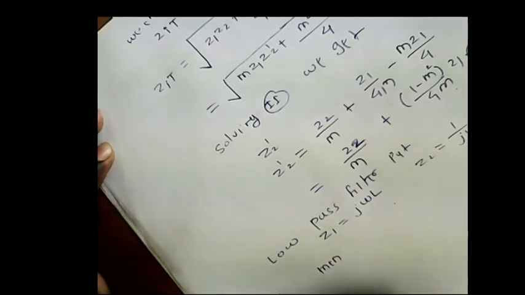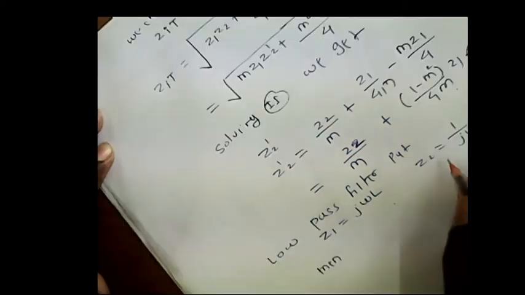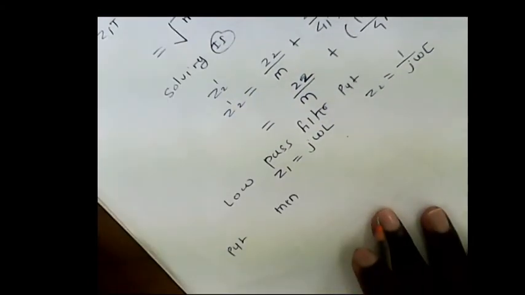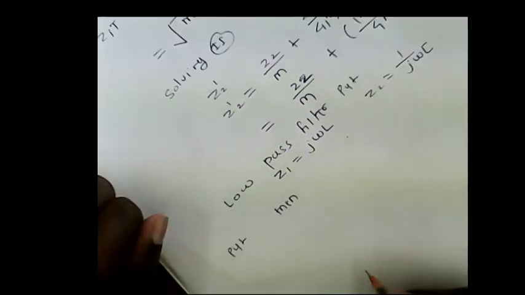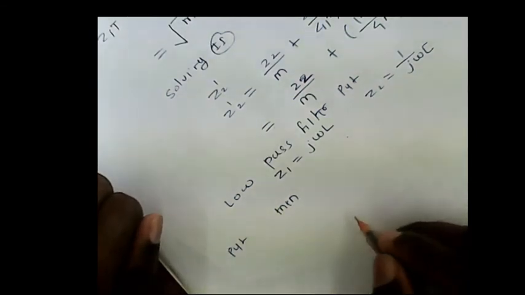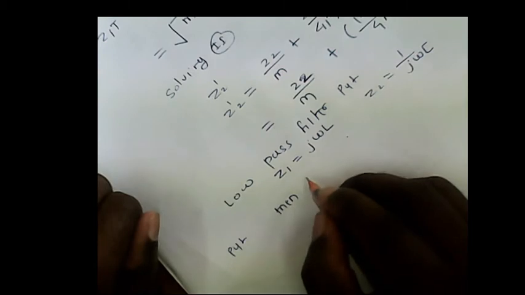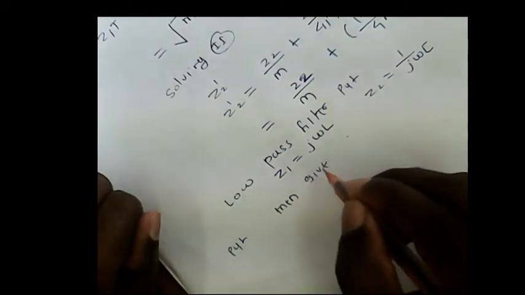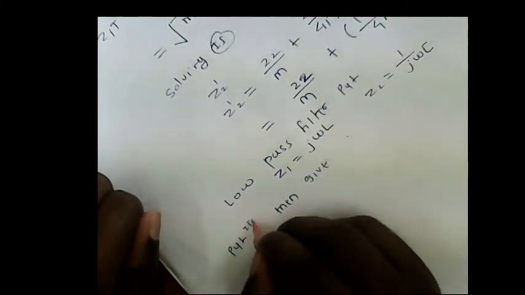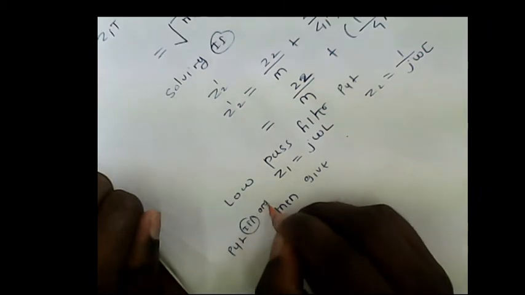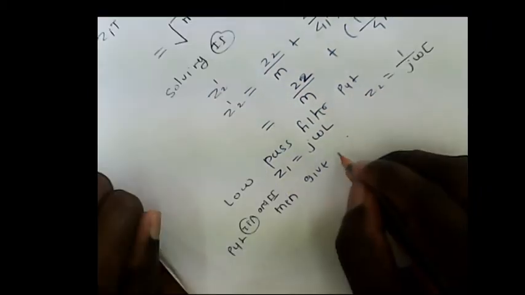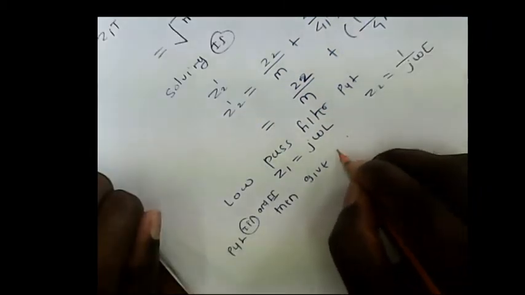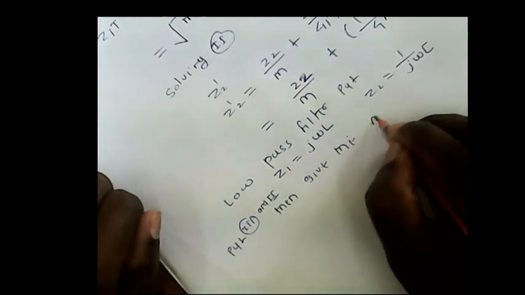Put Z1 equal to j omega L and Z2 equal to 1 upon j omega C. These represent the two reactive elements. Then we give equation numbers 3 and 2.